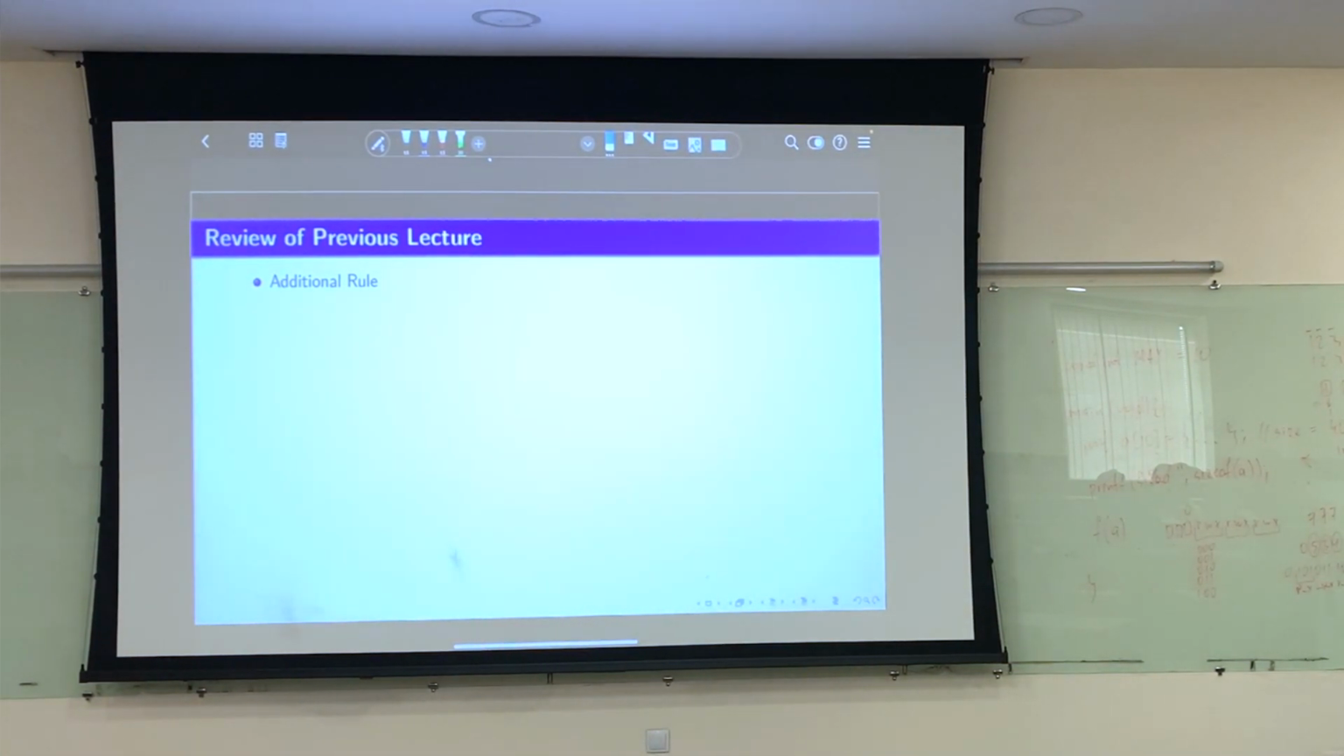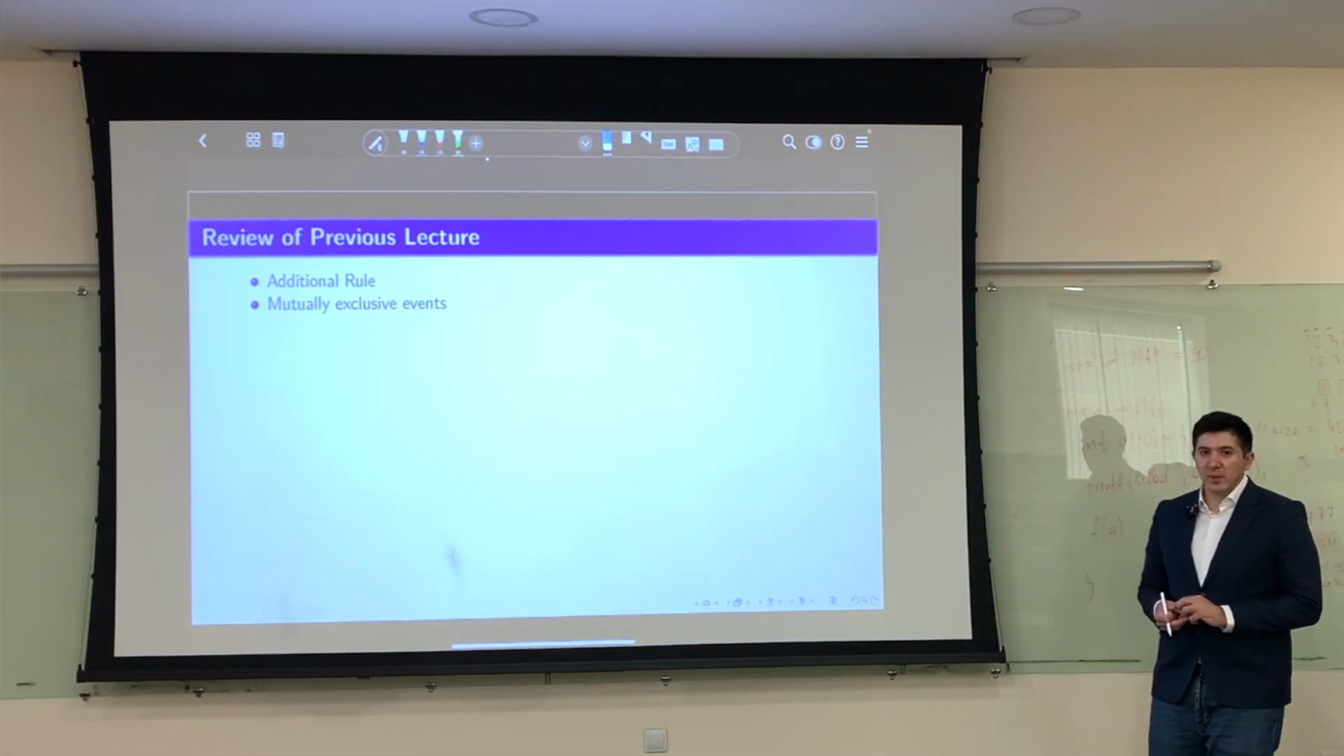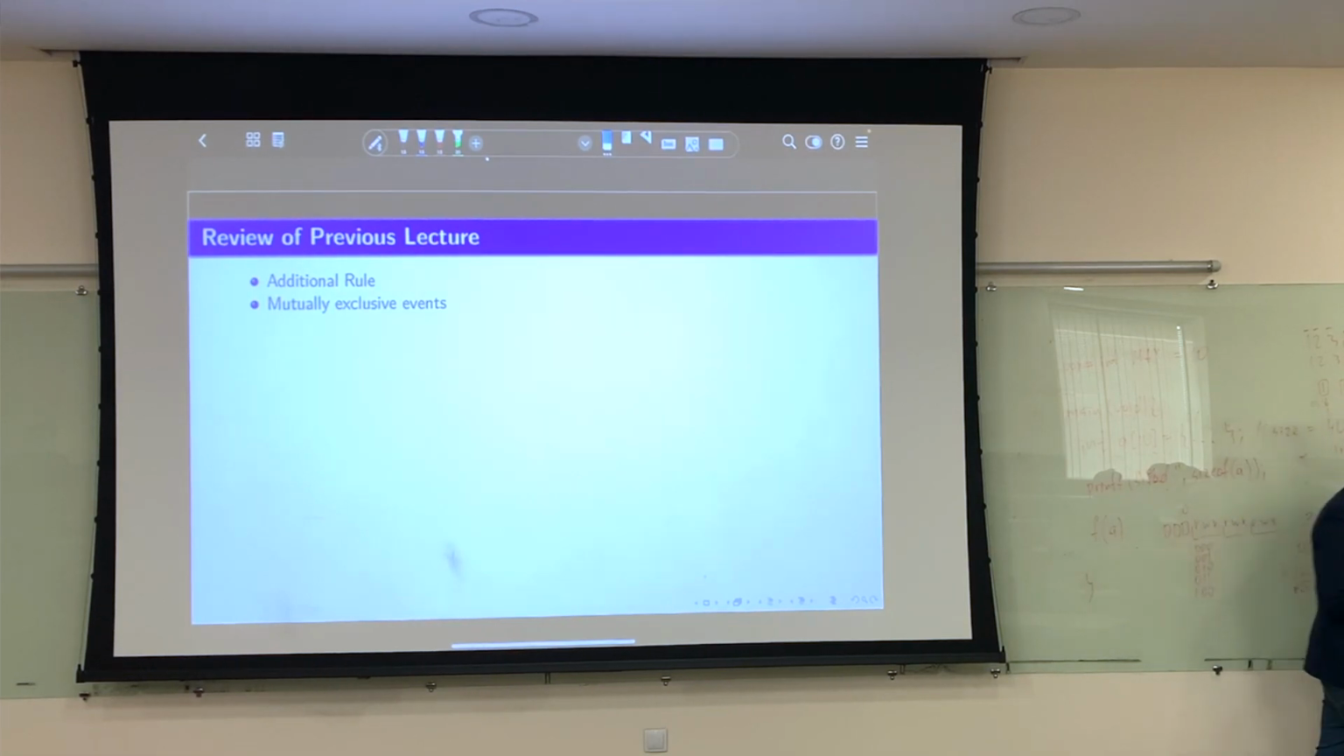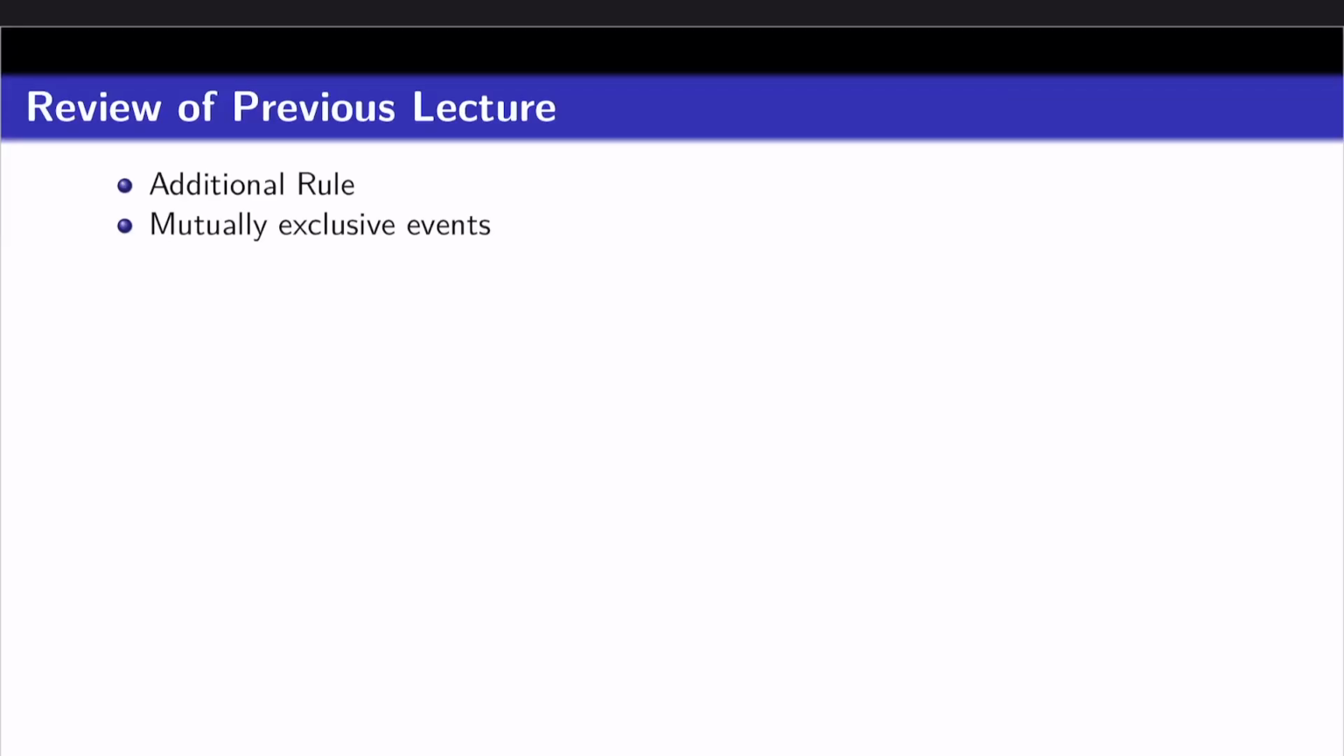When we're talking about the addition rule, it is important for us to know whether the events are mutually exclusive or not, right? Because depending on this, we're going to calculate the probability of A or B differently. So essentially, the probability of A or B is going to be equal to the probability of A plus the probability of B minus the probability of A and B, right?